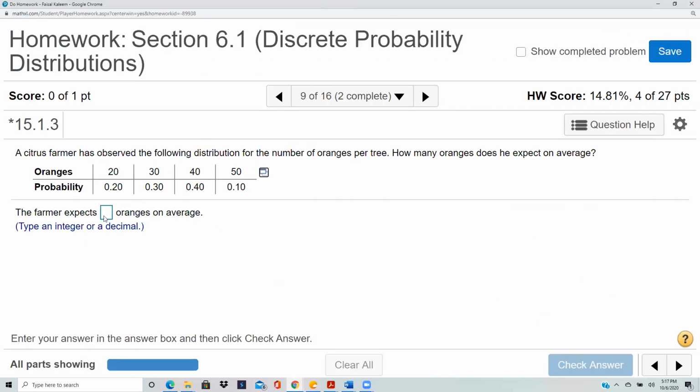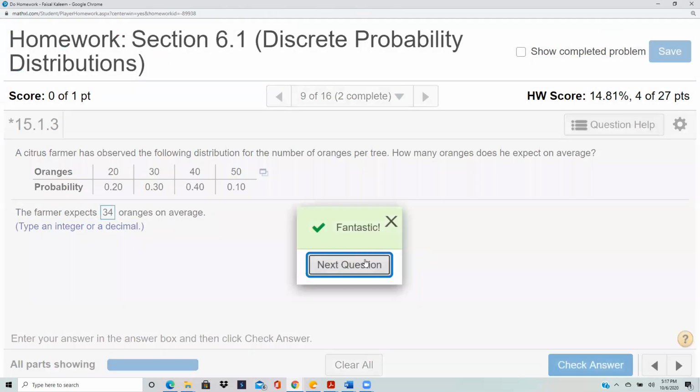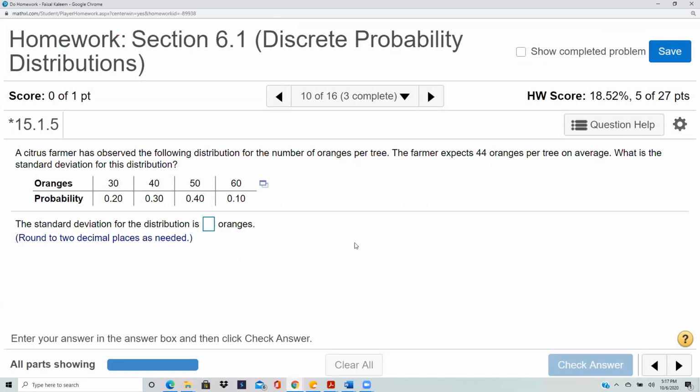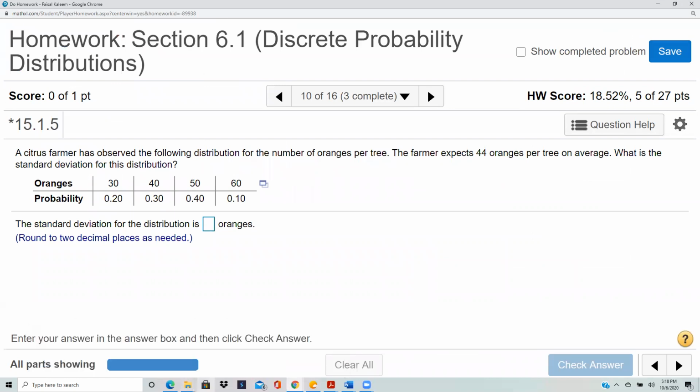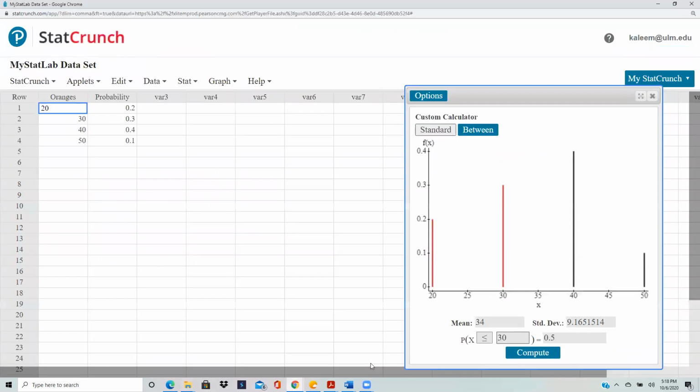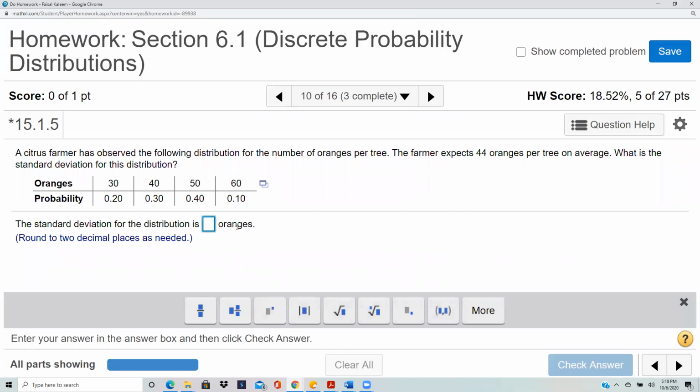Now you do standard deviation exactly the same way: Stat, Calculator, Custom. I hope it's the same problem, 30, 40, 50, 60, with 0.2, 0.3, 0.4, 0.1. Let's see if it's the same problem. Yeah, it's the same problem. So you see, you also have the standard deviation here, 9.165, or 9.17.